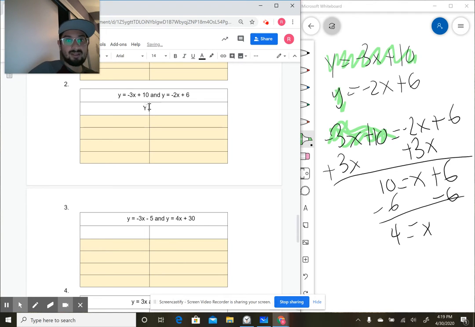So y is equal to negative 2x plus 6. We changed the y on the left side to negative 3x plus 10. We added 3x on both sides, and we got 10 equals x plus 6. We subtracted the 6 on both sides, so we got 4 equals x. So that means that these two lines cross at 4. Okay, cross at 4.